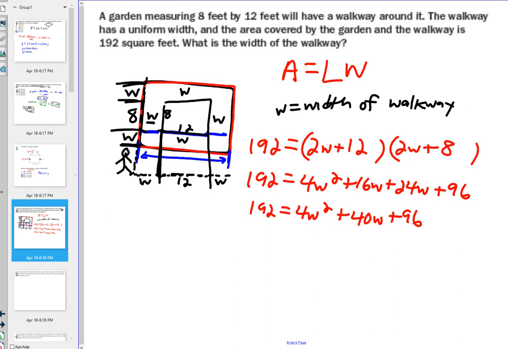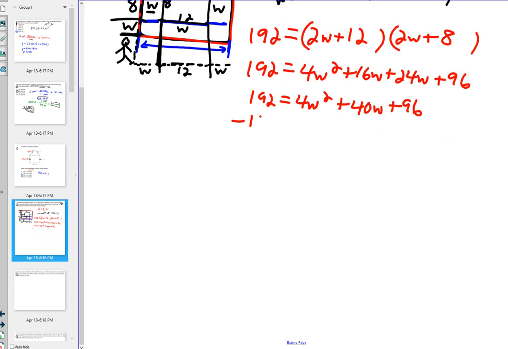There are about 4 different ways that we learned how to solve quadratic equations, but the 2 most common, factoring and quadratic formula, both require you to put all the terms on one side. So unless somebody here fell in love with completing the square, which I really doubt, I'm going to do minus 192. So now move everything to the right side. So 0 is equal to 4W squared plus 40W minus 96.